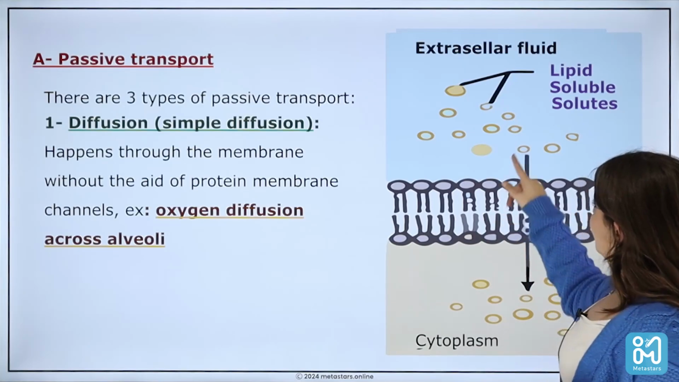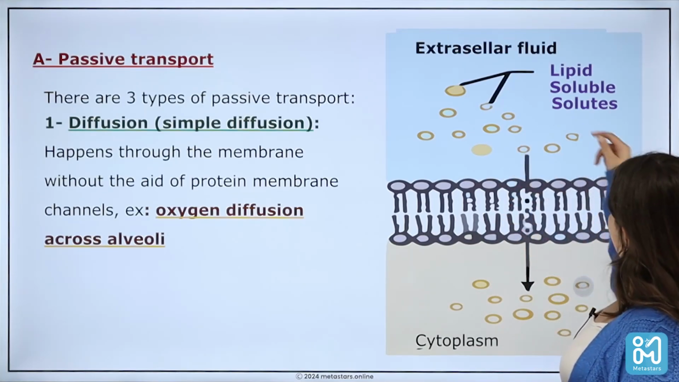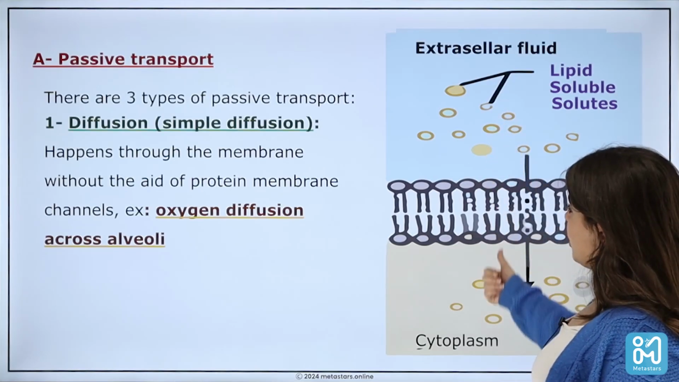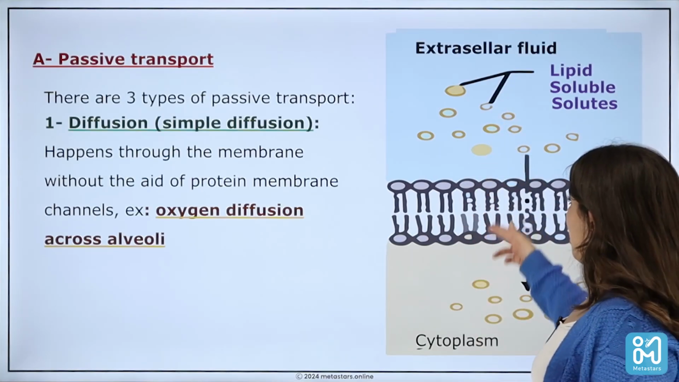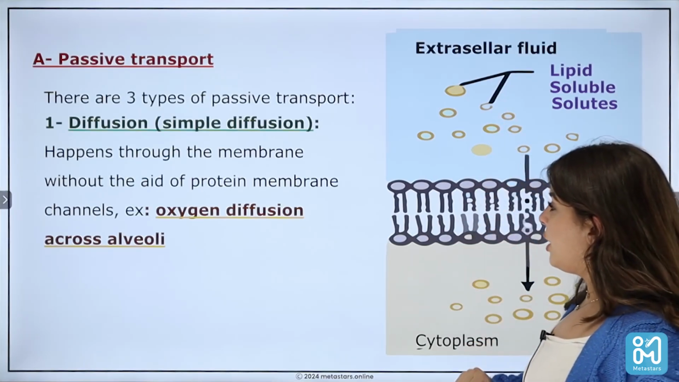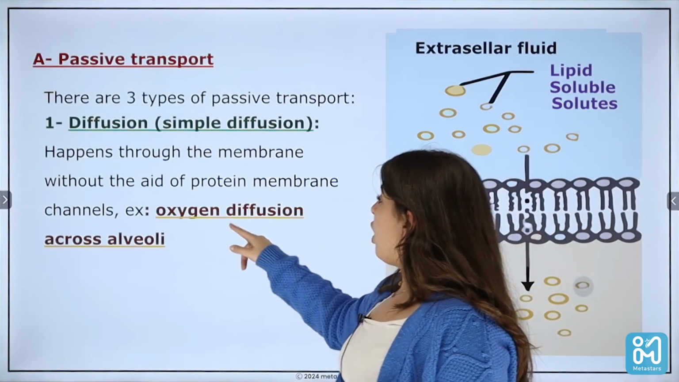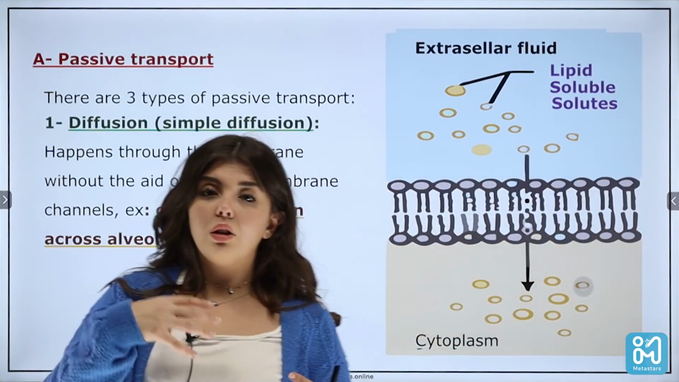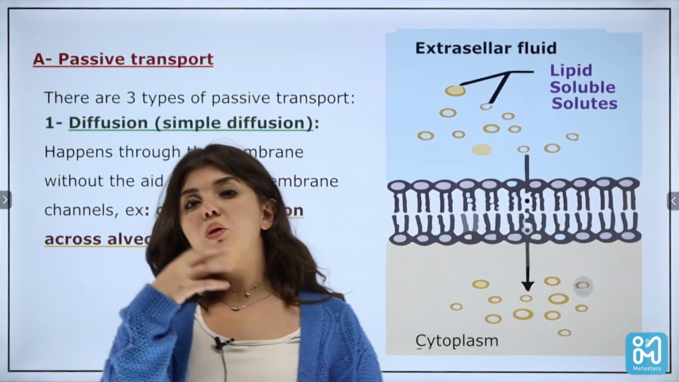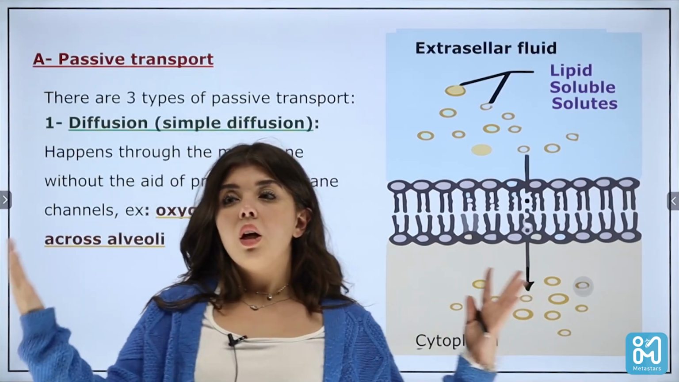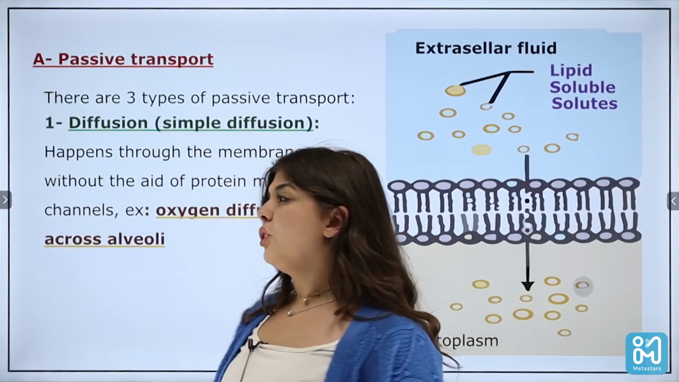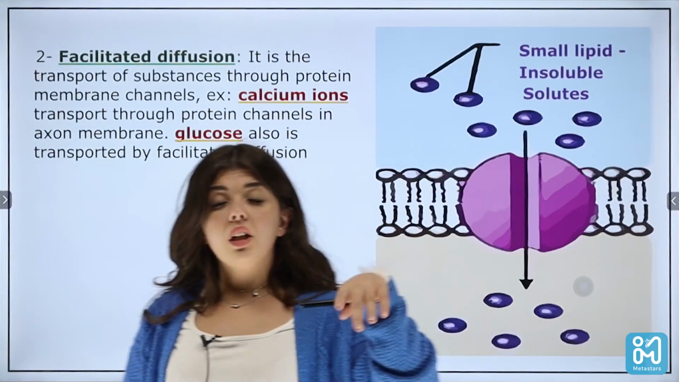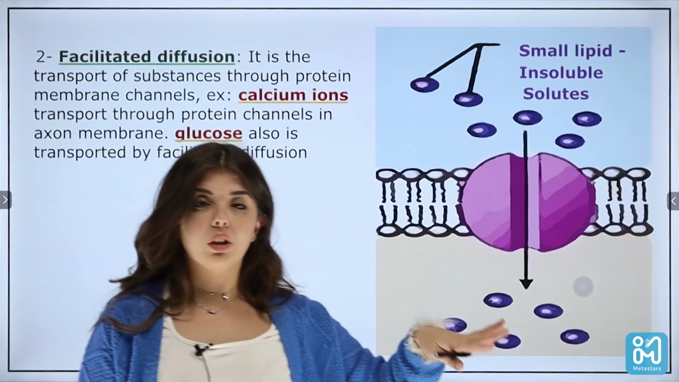In diffusion, the molecule goes from high concentration to low concentration according to the concentration gradient. Example: oxygen diffusion across the alveoli. The oxygen will go from the higher concentration, which is the surrounding, to the lower concentration, which is the alveoli.